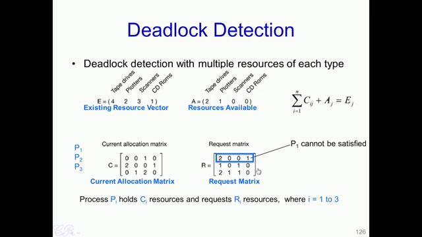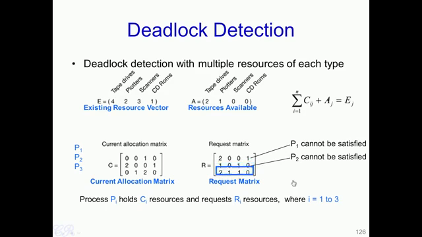Let us see about process P2. Process P2 requires 1 tape drive, which can be allocated to it because it is available, and it requires 1 scanner, but 0 are available. So, similarly, process P2 cannot be satisfied as well, and process P2 will also need to wait.